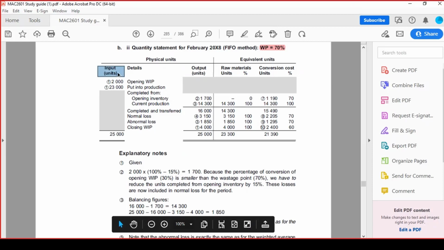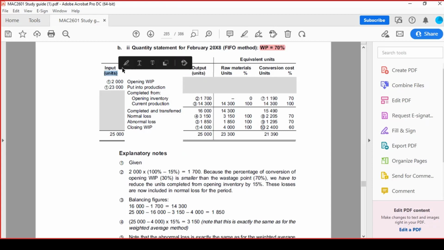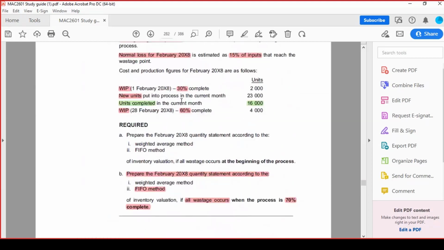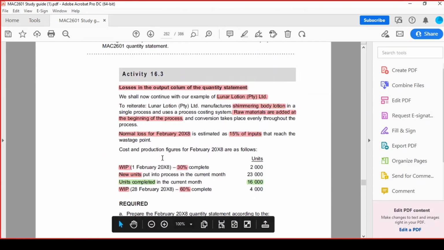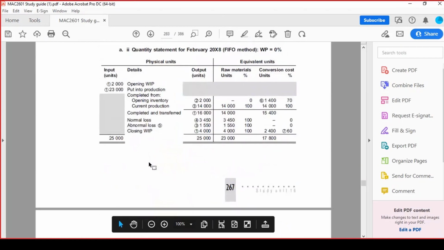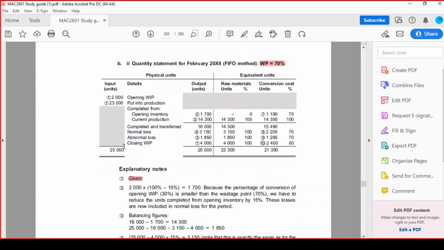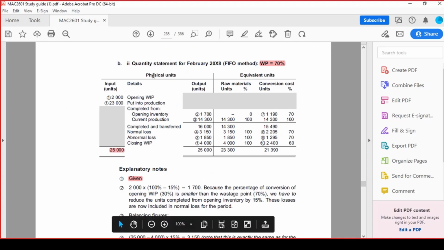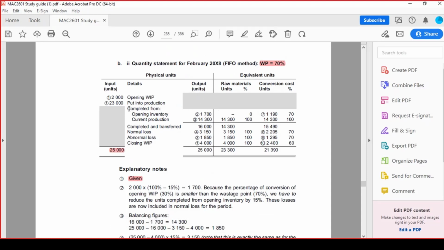You start with the units. Remember I told you always start with the input units. Calculate your input units. What do I need as part of my input units? I need my opening WIP and what's put into production. You ask yourself, am I given or not? You are given, so you put them in. It's the 2,000 and this 23,000, so you have 25,000. Done. Then you go into the physical units part for your outputs before you go to equivalent.